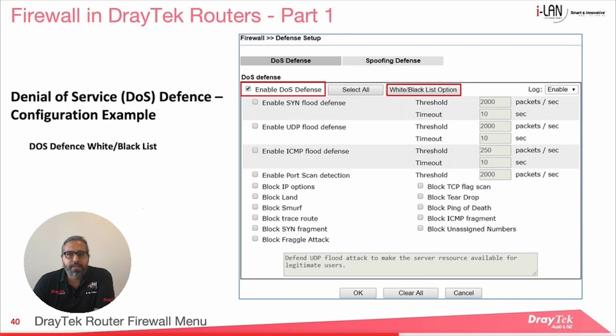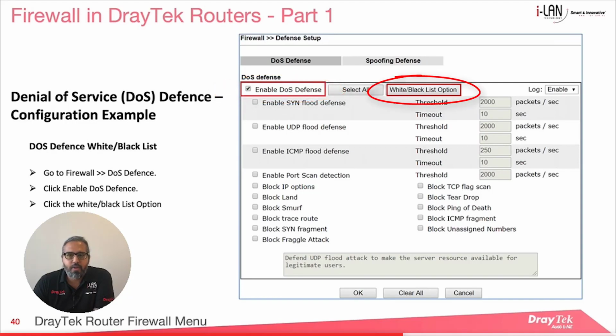The first step in configuring the white or blacklist in DOS Defense is go to the firewall, DOS Defense, click Enable DOS Defense, and finally click the white or blacklist option.